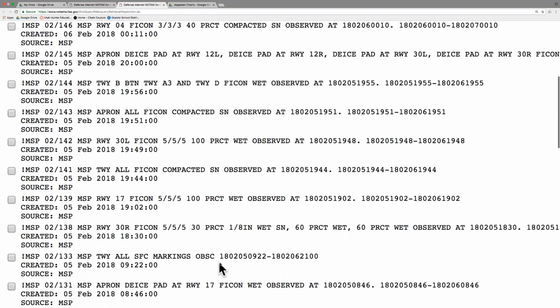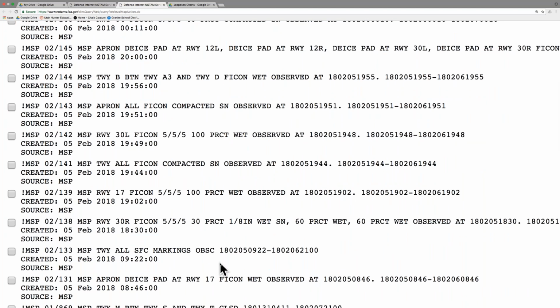Anything else that anybody sees standing out? What does BTN mean? Between. Between, okay. So that one right there. I'm guessing this is what you're looking at, right? Yeah. So this is just saying Minneapolis, taxiway Bravo between taxiway A3. So between these two taxiways. So you're on Bravo, and between taxiway A3 and taxiway D, field conditions of wet.